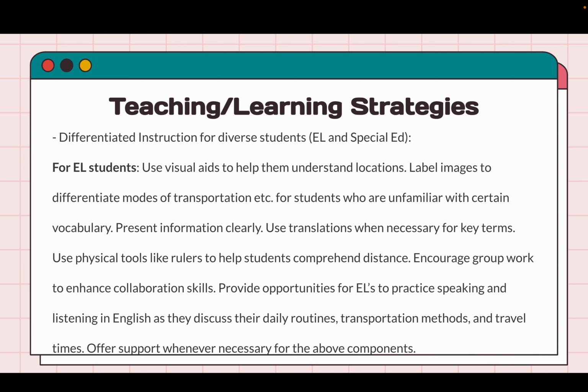Using physical tools like rulers to help students comprehend distance and encourage group work to enhance collaboration skills. We're going to provide opportunities for the English learners to practice speaking and listening in English as they discuss their daily routines, transportation methods, and travel times throughout the whole activity itself. And obviously offer support whenever necessary for any of the components that we just talked about.